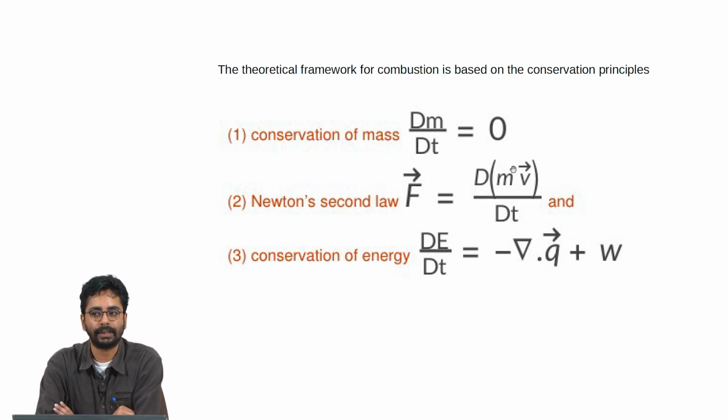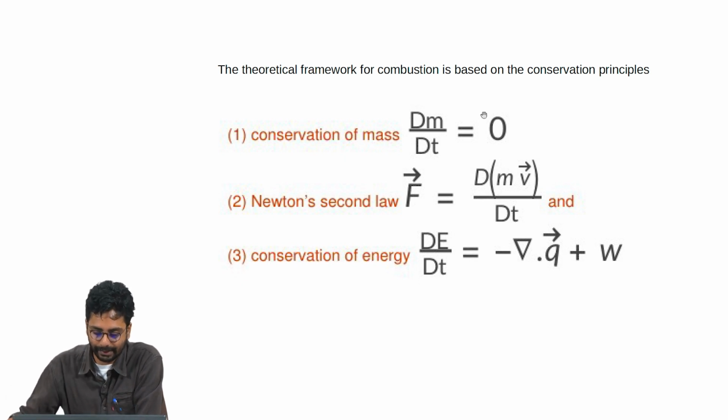There are three conservation principles. One is conservation of mass, and then Newton's second law, which relates force and changes in momentum, and conservation of energy. So, the conservation of mass is, in combustion systems, mass is neither created nor destroyed. So, if we choose a packet of certain mass and track it in time, then the change in mass will be 0. That is what is expressed as dm by dt is 0.